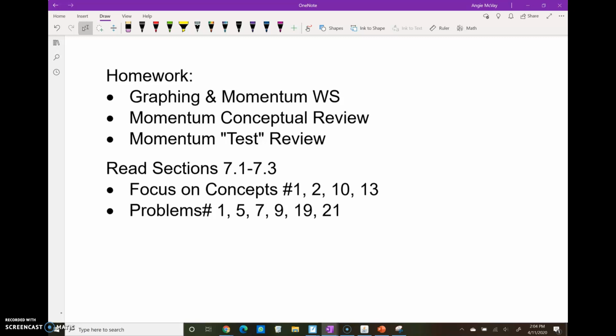Also, if you want to reference the textbook, we talked about section 7.1 through 7.3, and there are some problems you can look at there just for practice.